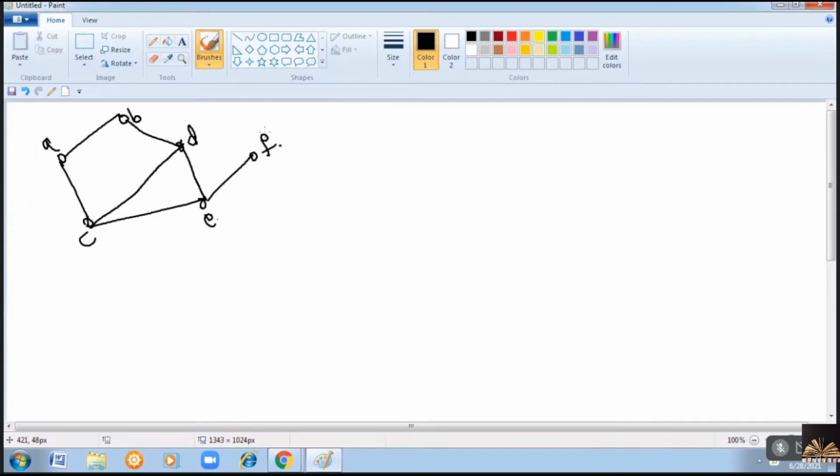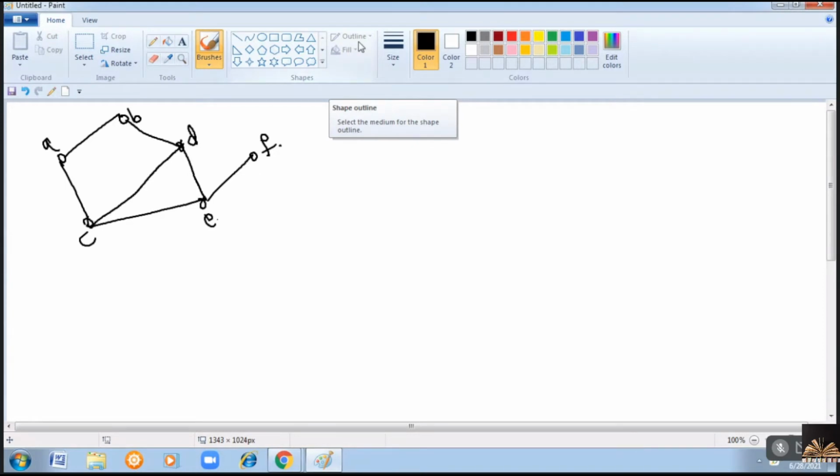So cut edge means similar to cut vertex. There you are removing the vertex. Here you have to remove the edge. If the removal of an edge results a graph into a disconnected graph, we will call it as a cut edge or a bridge. Right?